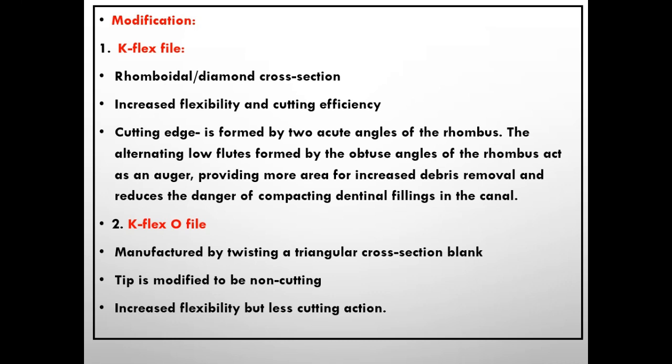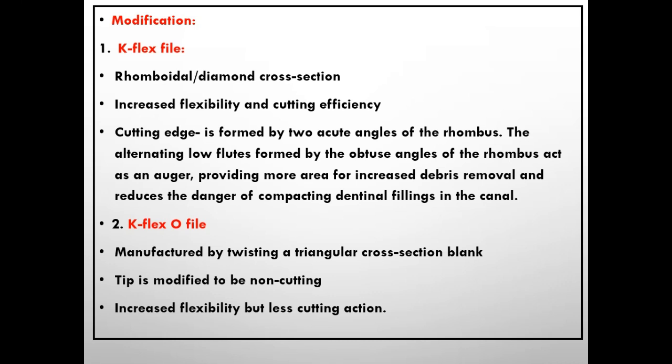These have a rhomboidal or diamond cross section. They have increased flexibility. The cutting edge is formed by the two acute angles of the rhombus. The alternating low flutes formed by the obtuse angles of the rhombus act as an auger, providing more area for increased debris removal and reducing the danger of compacting dentinal filings in the canal.